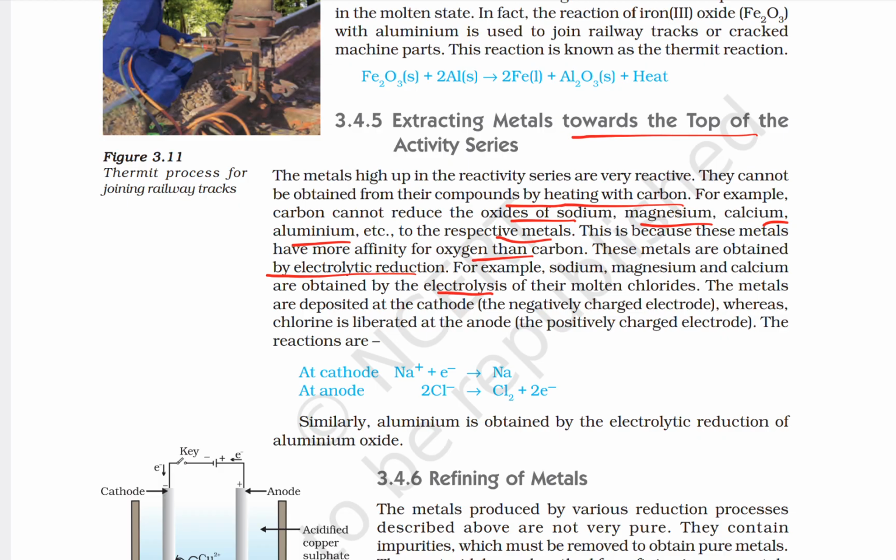So the reactions are: at cathode, Na plus, and at anode, 2Cl minus will come and form chlorine, like this. Similarly, aluminium is obtained by the electrolytic reduction of aluminium oxide. So whenever you have highly reactive metals, you have to go for the electrolysis process.